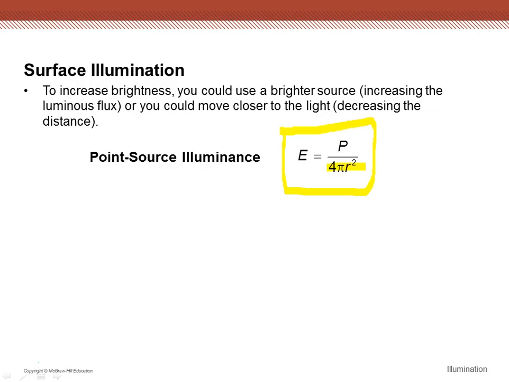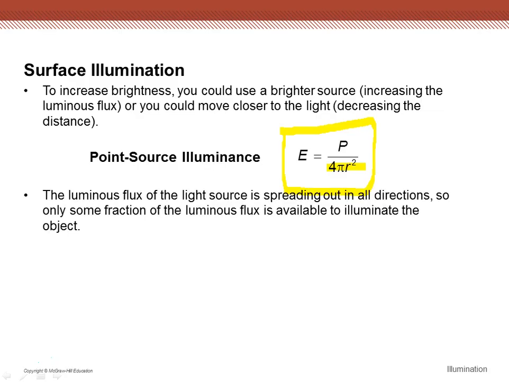So if we decrease the radius here, that's going to increase our illuminance. That's going to appear brighter. So the closer you get to the source, the brighter it appears. The greater the luminous flux of that source, the brighter it appears. And the luminous flux of the light source is spreading out in all directions, so only some fraction of the luminous flux is available to illuminate the object.